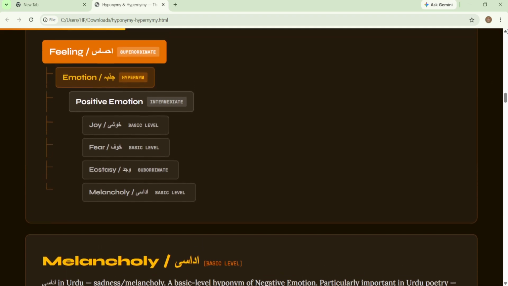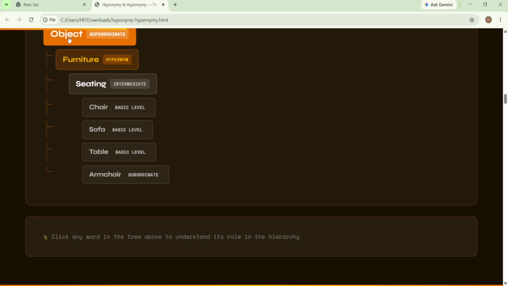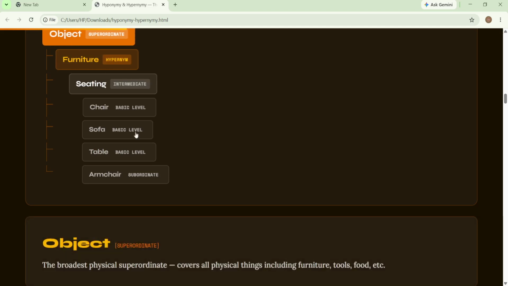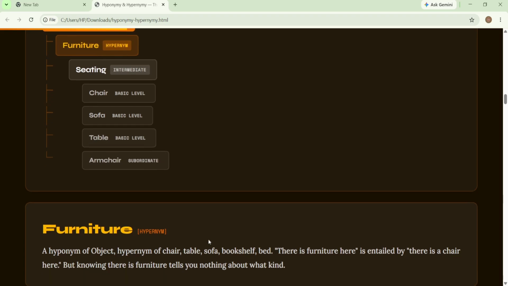And so let's look at furniture categories now. Object, furniture, sitting, chair, sofa, table, and armchair. Well, this is what it is. We'll just look at it. Object is the broadest physical superordinate, covering all physical things: furniture, tools, food. Then we're specifying furniture, so we're dealing with the category of furniture. The food is out of it. Then these are table, chair, sofa. It is really everything related to furniture.